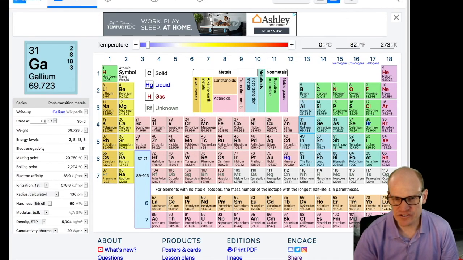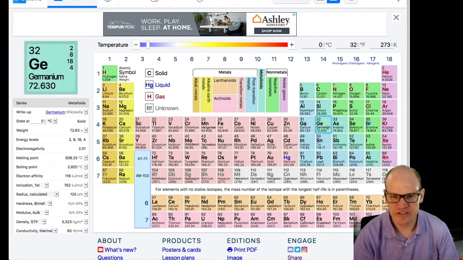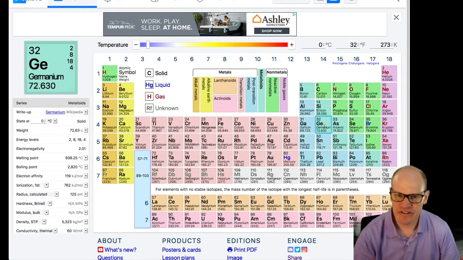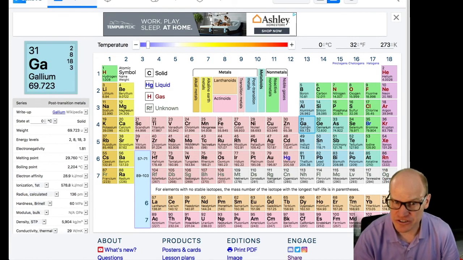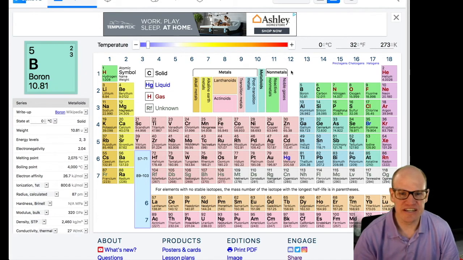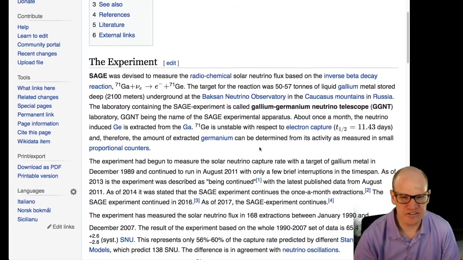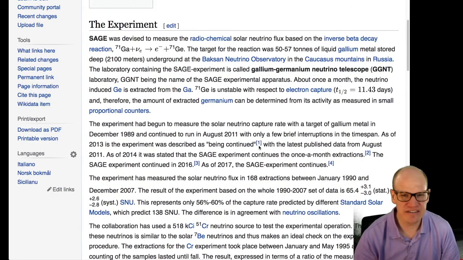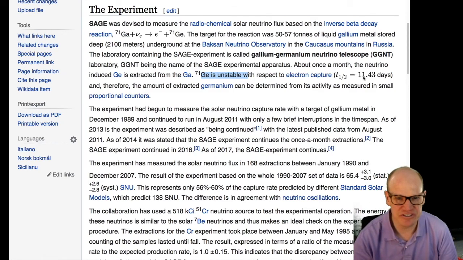So you start with a gallium substrate, and then you absorb a neutrino, and that converts you into germanium. And then you can detect when that chemical transition has happened because of the different chemical properties between these two things. The advantage of using gallium and germanium is that, unlike with chlorine-argon, they have a lower threshold. The resulting germanium is unstable with a half-life of 11 days instead of 35 days, but that's something that you can deal with.